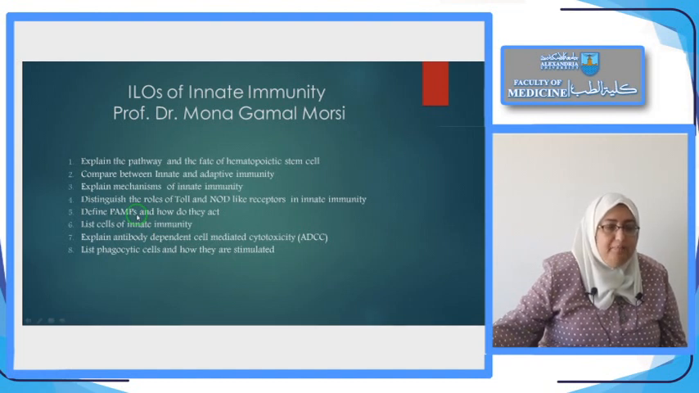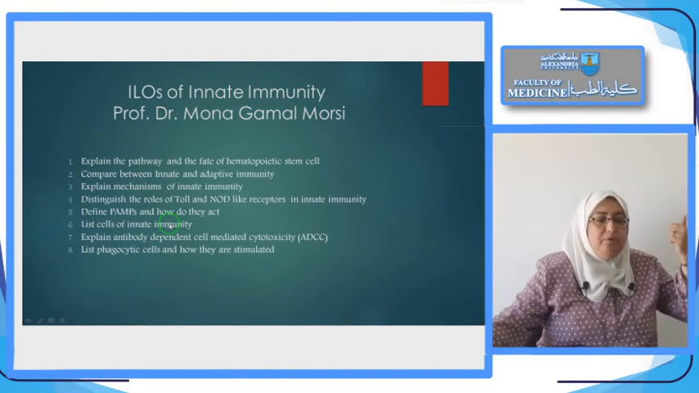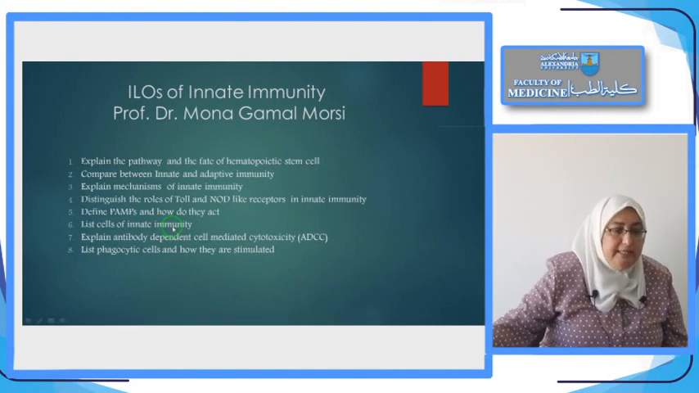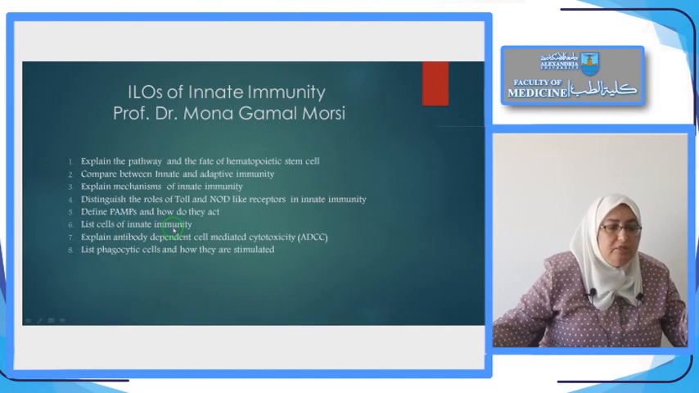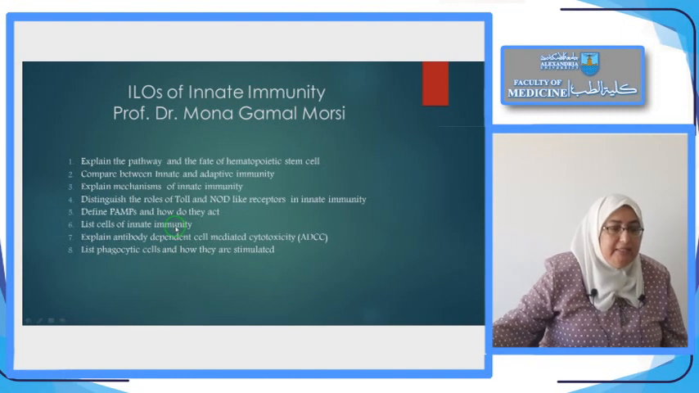This leads to inflammation, fever, and phagocytosis, and it ends in the elimination of the microbial pathogen by cytokines, chemokines, and antimicrobial peptides. List the cells of innate immunity. What are the cells playing a role in innate immunity? We mentioned phagocytic cells, natural killer cells, inflammatory cells, and natural killer T cells.